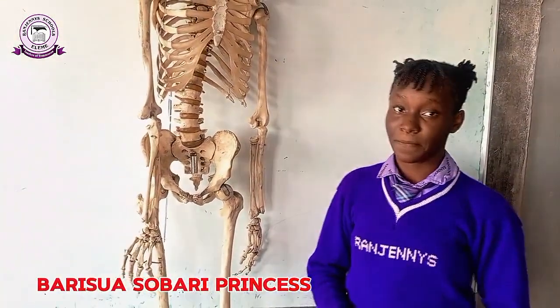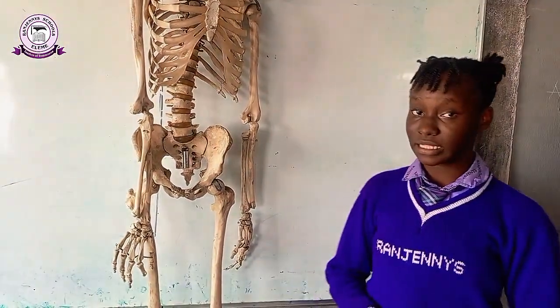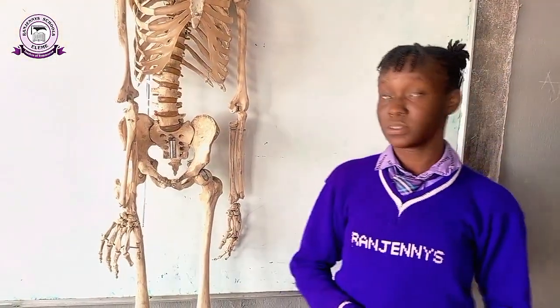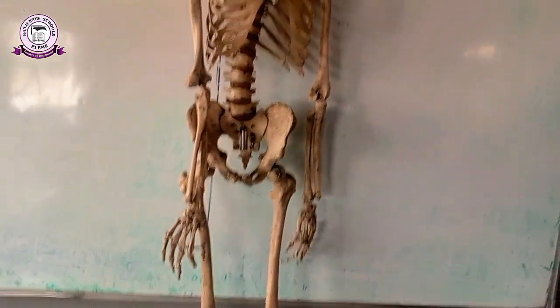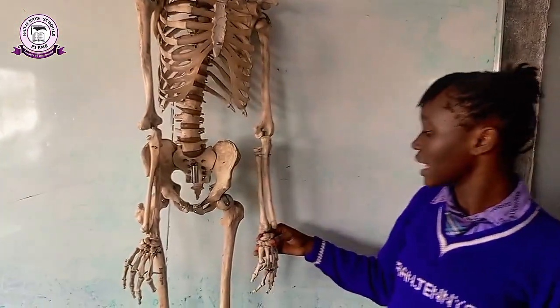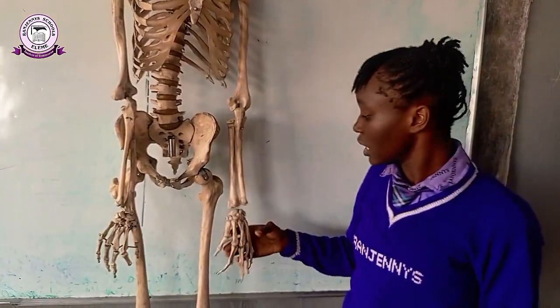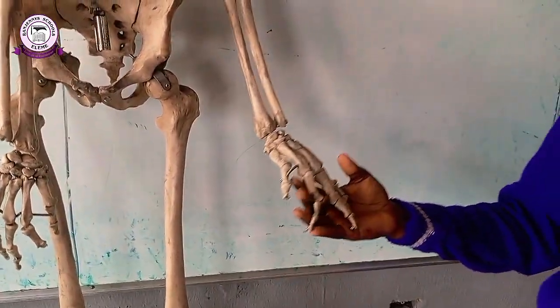I'm here to speak on the appendicular skeleton. The appendicular skeleton is divided into two, which are the limbs and the girdle. But I'm going to talk about the limbs. The limbs are the forelimbs and the hindlimbs. The forelimbs are made up of the humerus, radius, ulna, carpus, which are called the wrist bone, and metacarpus, also known as the palm bone, and phalanges, which are also known as the finger bone.